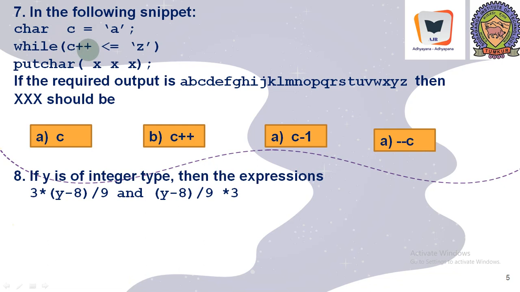C++. So it will start from B, because it is already C++. C is set to A, and C++ means it becomes B. Okay, so B will be printed. So B, C, something like that it goes, and it will go up to Z and it will stop, because we have limited this particular while loop up to Z. Anyway, it doesn't start from A.